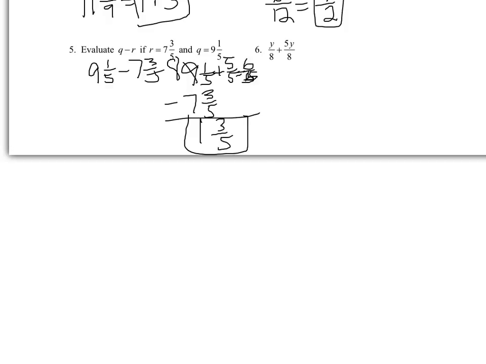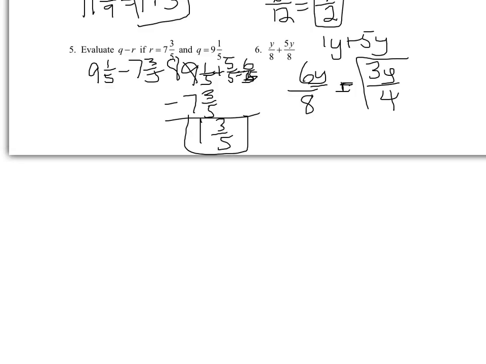Then here, we're going to keep that denominator of 8. And what we have here, y plus 5y. Remember that we assume it's basically like 1y plus 5y, which will give us 6y. And then we can divide both the 6 and the 8 by 2. And we would get 3y over 4.